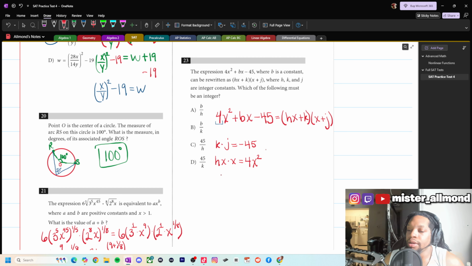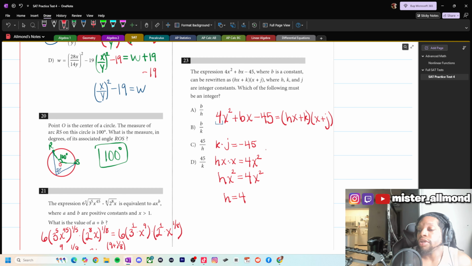But if I do this, hx squared equals 4x squared. The x squareds would cancel and I do get h equals 4. So, hold up. 4 does not go into 45. So I know that 45 over h, or 45 over 4, is not an integer. So I can eliminate C.